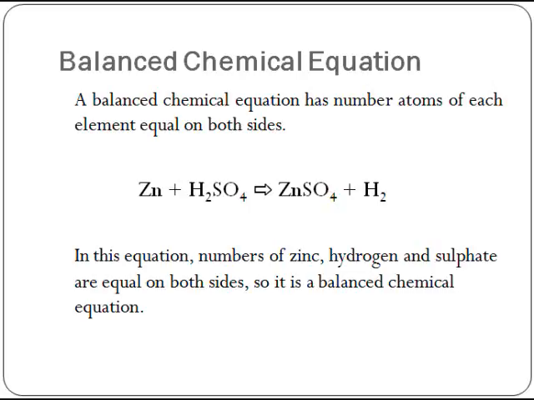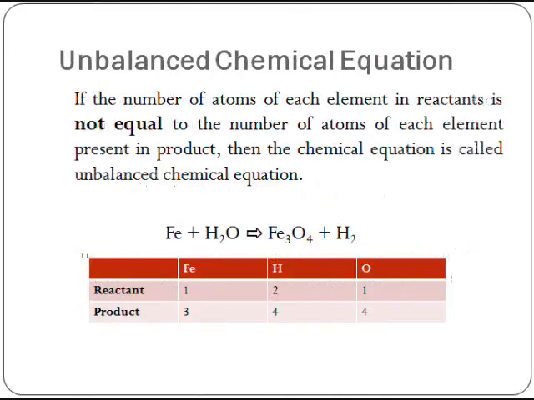But there are many examples of unbalanced chemical equations also, in which the number of atoms of each element on the reactant side is not equal to the number of atoms of each element on the product side. Hence, there is a need to balance the chemical equation. Now, in this example, we can see that the number of atoms of iron, hydrogen and oxygen are not equal on the reactant as well as the product side. Hence, there is a need to balance this equation. So, let's start with the first step of balancing the equation.